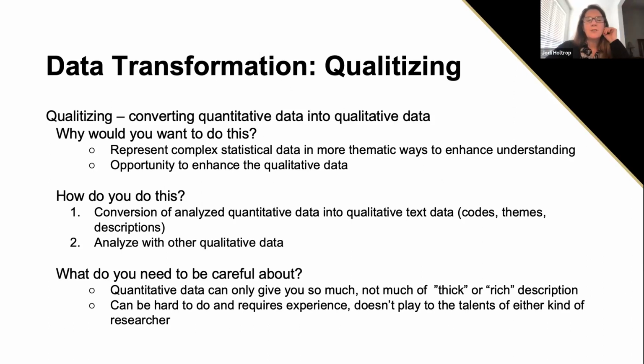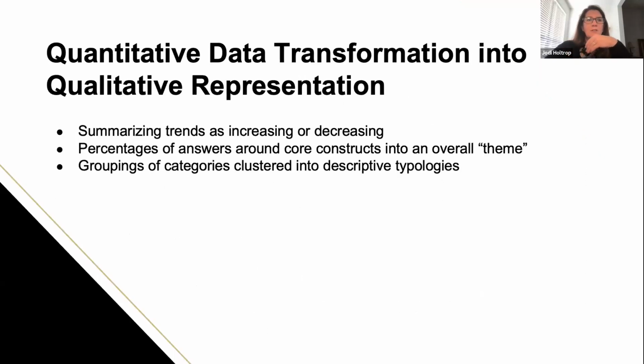It can be hard to do and it can require experience. And it really doesn't play to the talents of either kind of researcher. But in the next examples I show you, they use qualitative and qualitizing and quantizing. So I think it's really, really informative to get deeper into understanding. So this is summarizing trends as increasing or decreasing, giving percentages of answers around a thematic response.